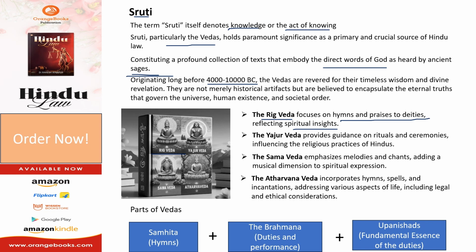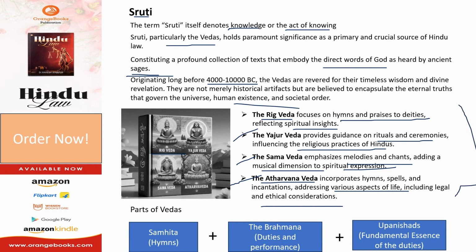The second one is Yajur Veda. It is all about rituals and ceremonies which are practiced by Hindus regularly. Sama Veda is all about melodies and chants. It is all about music for spiritual expression. And the last one, Atharvana Veda, is all about addressing various aspects of life, like legal and ethical considerations. These are four important Vedas which cover various aspects of the life of a human being.